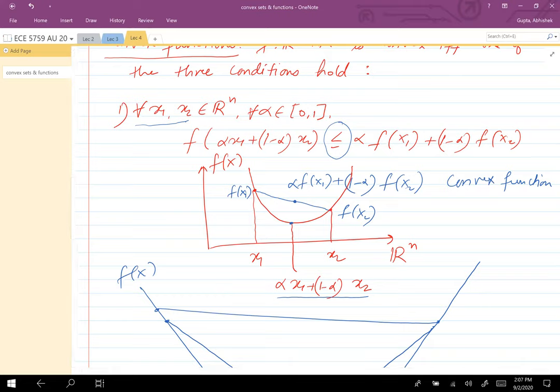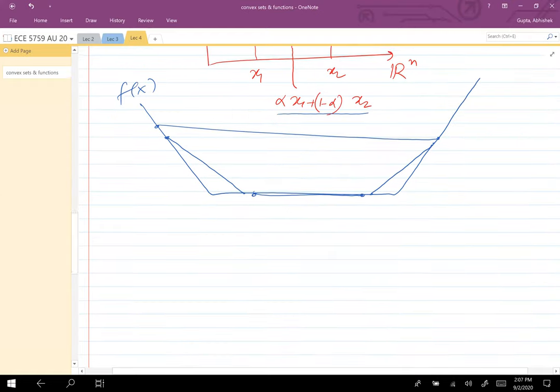Now, of course, you could have a function which is piecewise convex, but not globally convex. But those functions will not be considered a convex function. So let me give you an example.